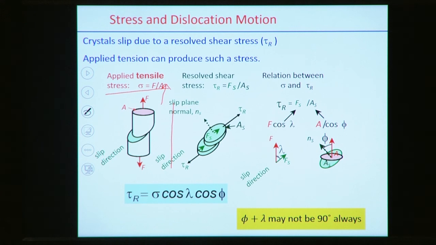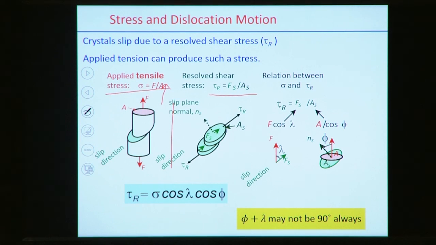We can find the resolved shear stress on a specified plane, because that specified plane is the slip plane, and in one specified direction, the direction in which slip will occur, that is the slip direction. So in this case, the shear stress can be considered as the load applied on this slip plane divided by the area of the cross section. That is the representation of the critical resolved shear stress value.